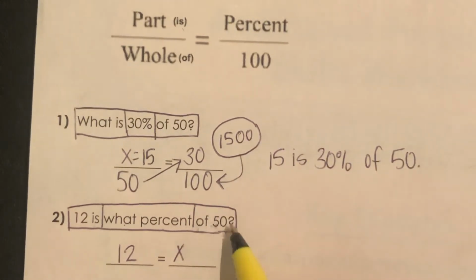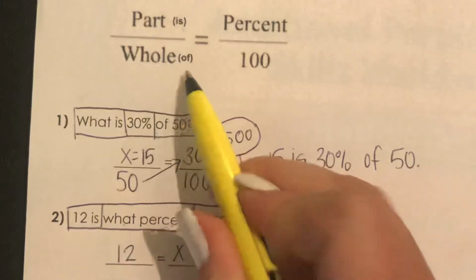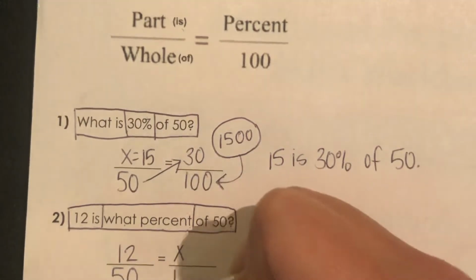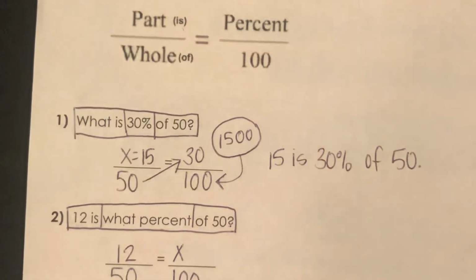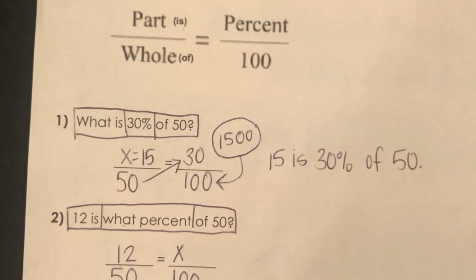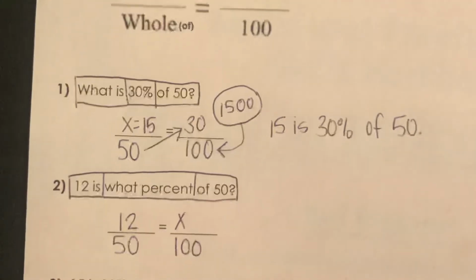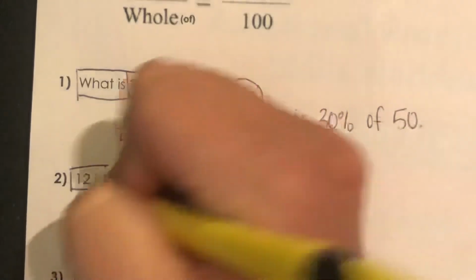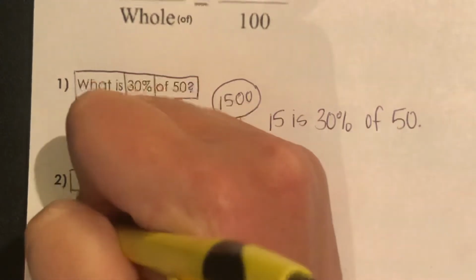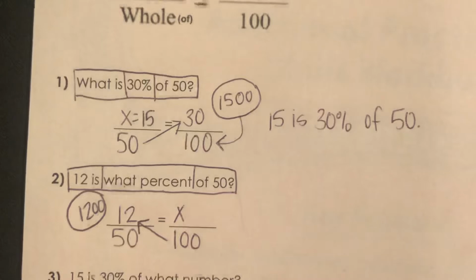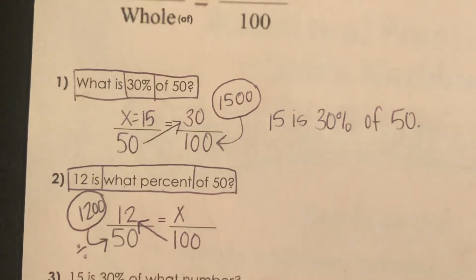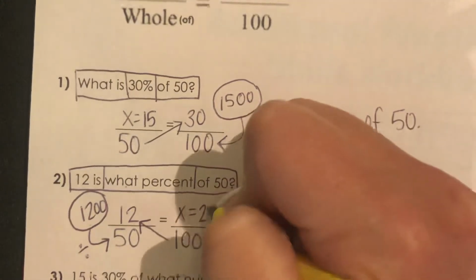And then it says "of 50." So we see whole is "of," so of 50. Then on the bottom of X is going to be 100. Okay, so we're going to do the same thing we did up here. We're going to cross multiply. So we're going to do 100 times 12, which is 1,200. And then we're going to divide by the number we haven't used yet, which is 50. So 1,200 divided by 50, that is 24.